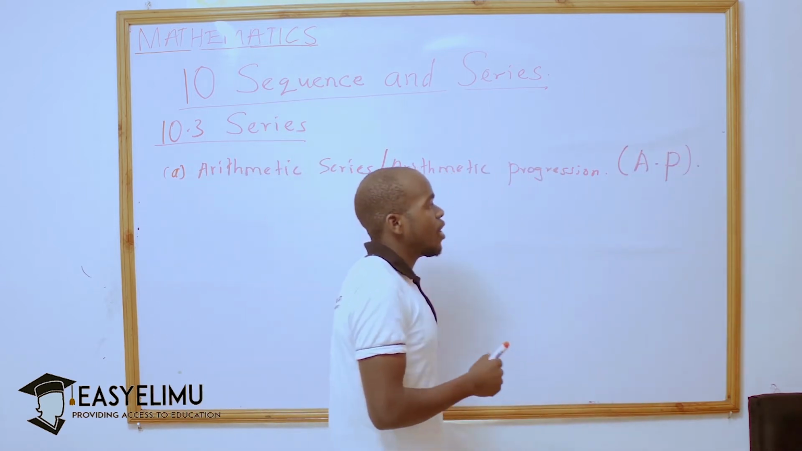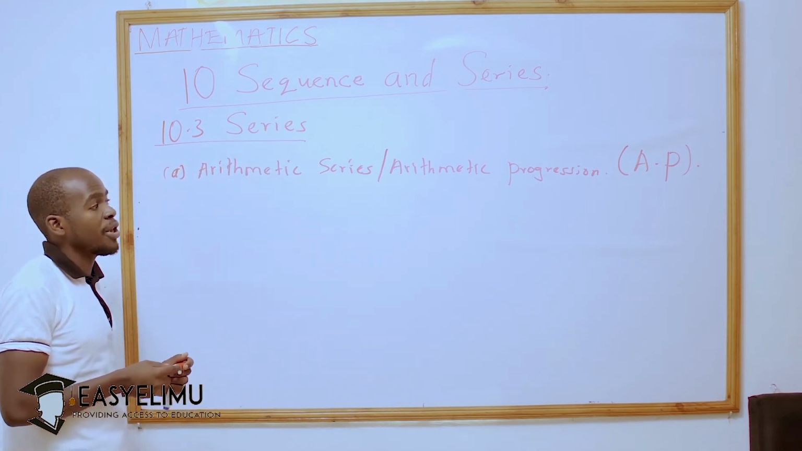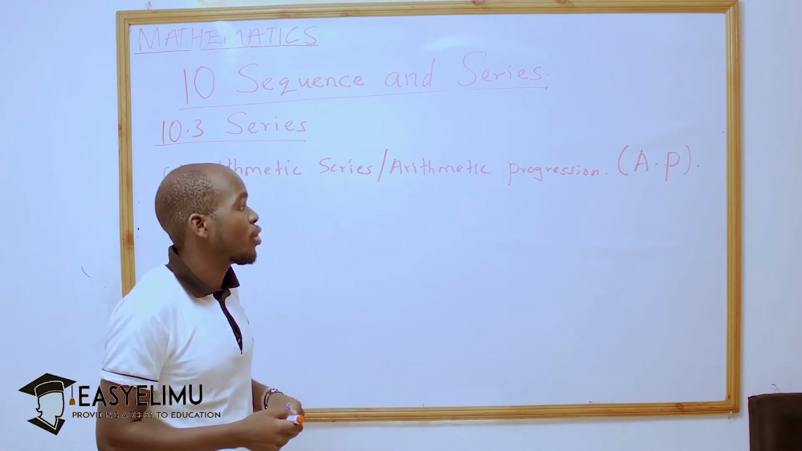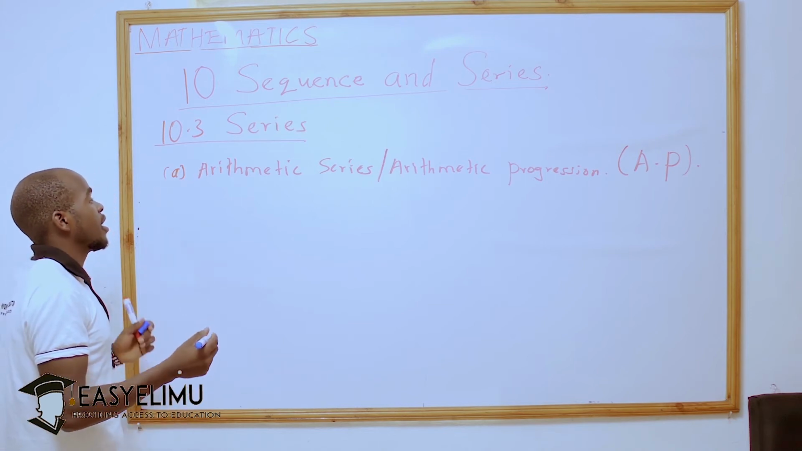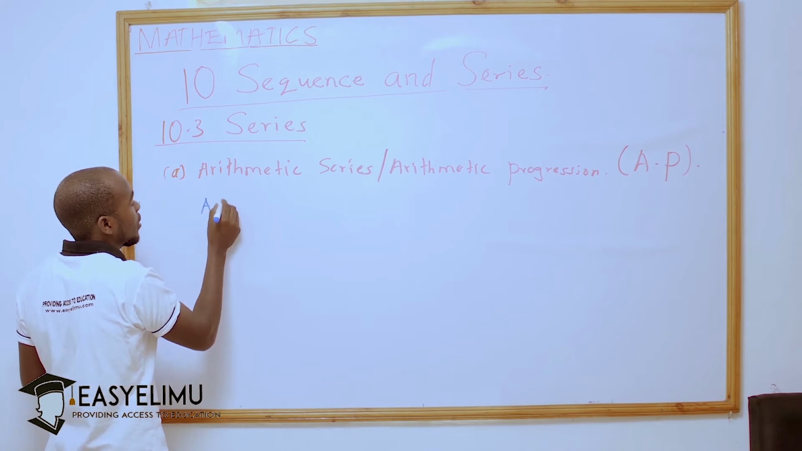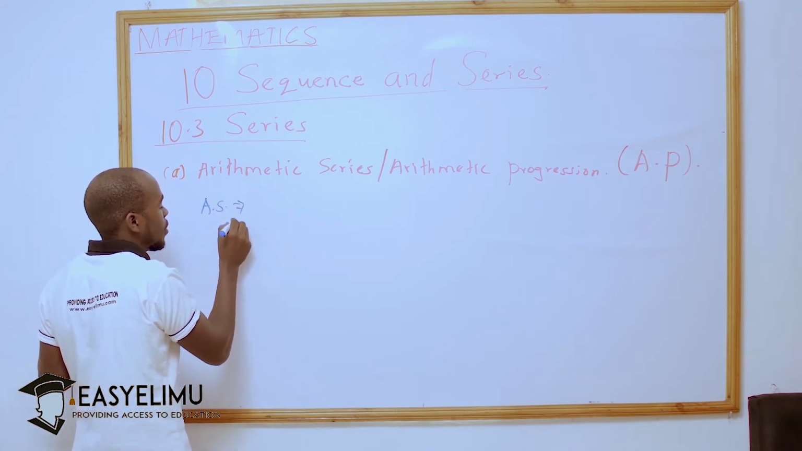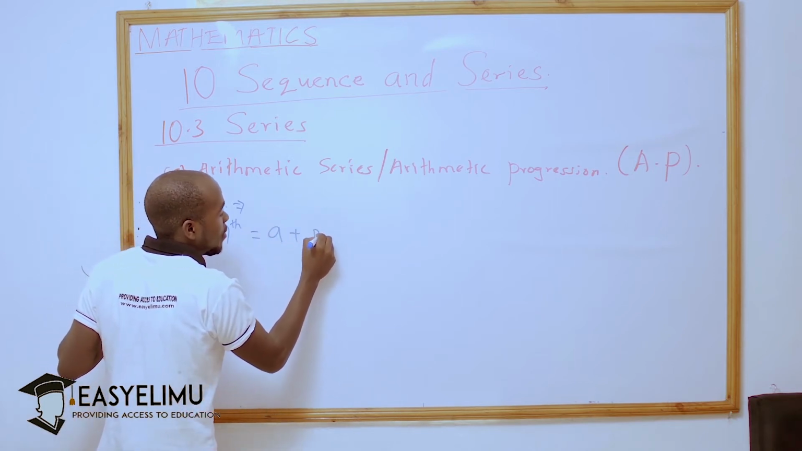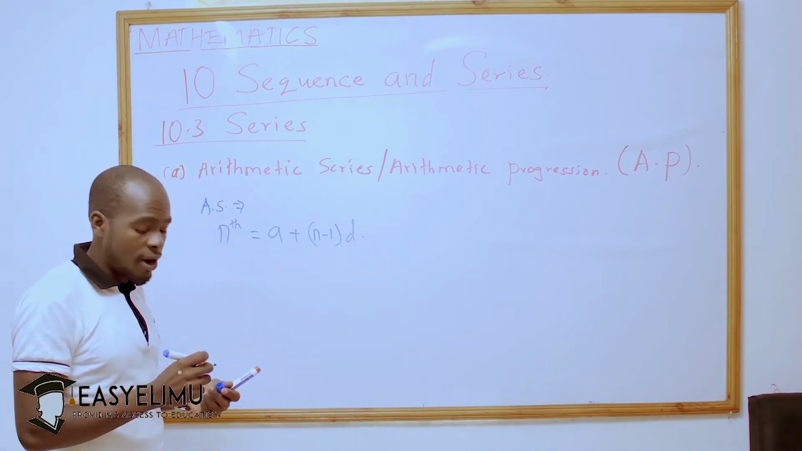So if you find somewhere you have been told, find the series of AP, find the sum of AP, they are referring to arithmetic progression. And remember from what we did previously, if you want to find the arithmetic sequence, the formula for finding the nth term was given as a + (n - 1)d.